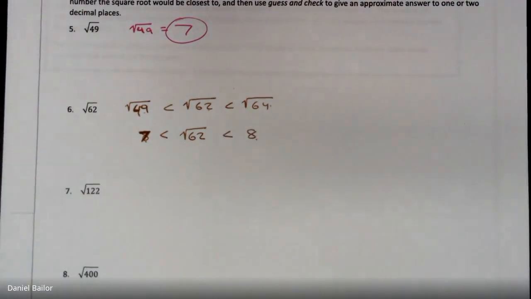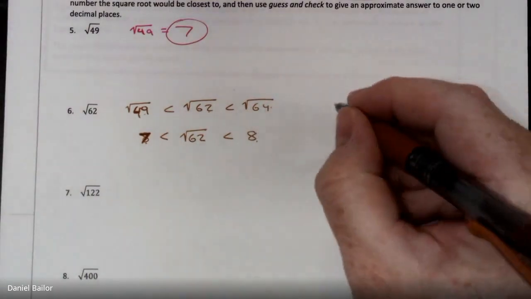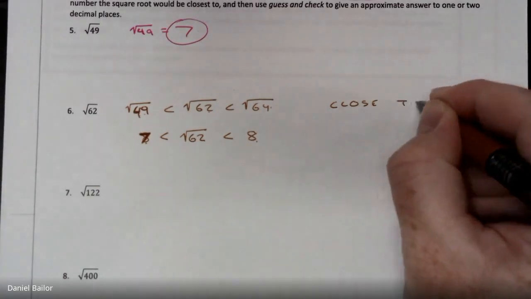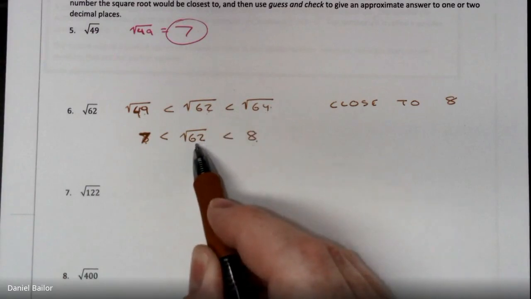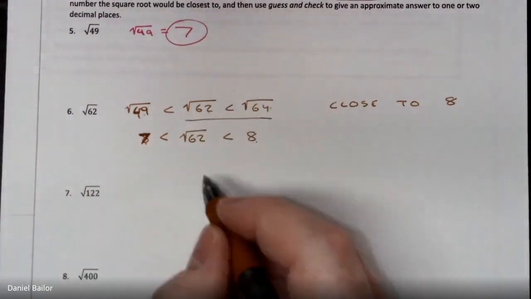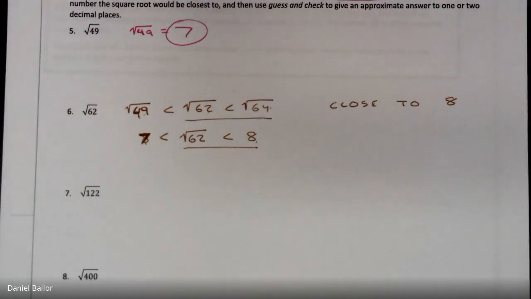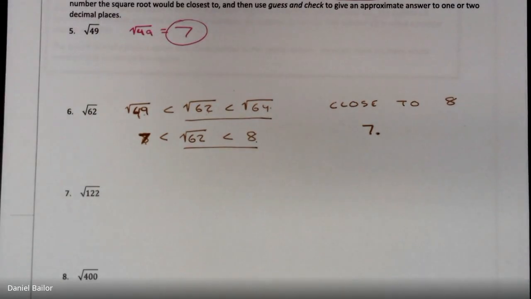So we know it's a decimal number, and we can kind of guess how close it's going to be. Because if you look, 62 is really close to 64. So it's going to be close to 8. Because 62 is close to 64, I know this square root is going to be close to 8. Now what we need to do is use guess and check. It's going to be 7 point something, close to 8. So let's guess and check.